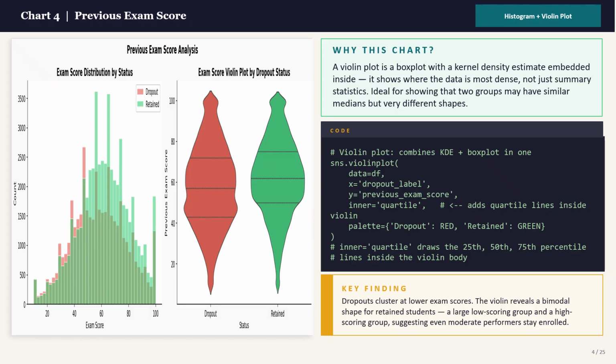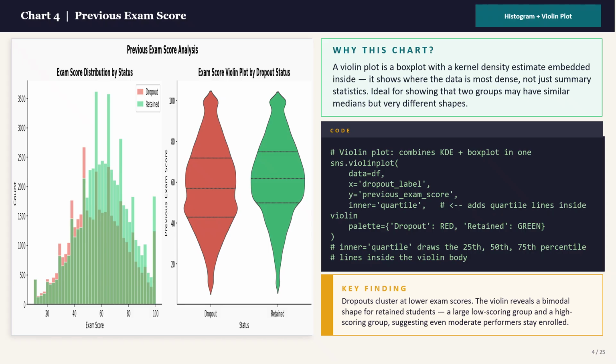So this violin plot combines KDE and a box plot into one, and you can see the code of how we come up with it. We see data is equal to df, and x-axis is dropout label, y is previous exam score, and then the violin palette here was setting the colors, dropout is red and retained is green, and we have a comment that says that inner quartile draws the 25th, 50th, and 75th percentile, and the lines inside the violin body. So those quartile lines are the lines inside the violin body.